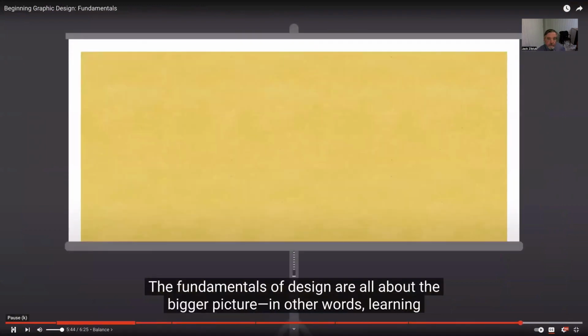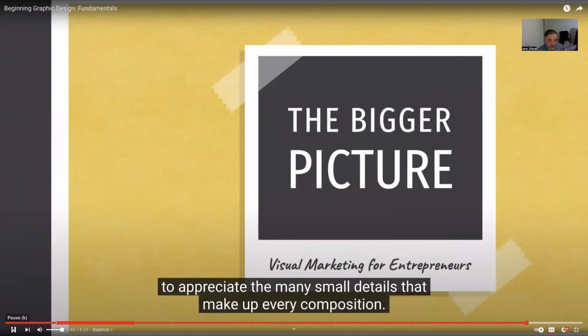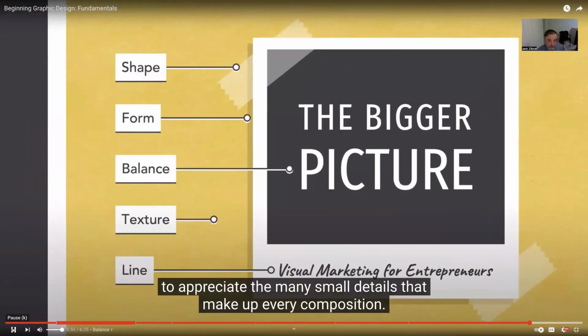The fundamentals of design are all about the bigger picture. In other words, learning to appreciate the many small details that make up every design. There you go.